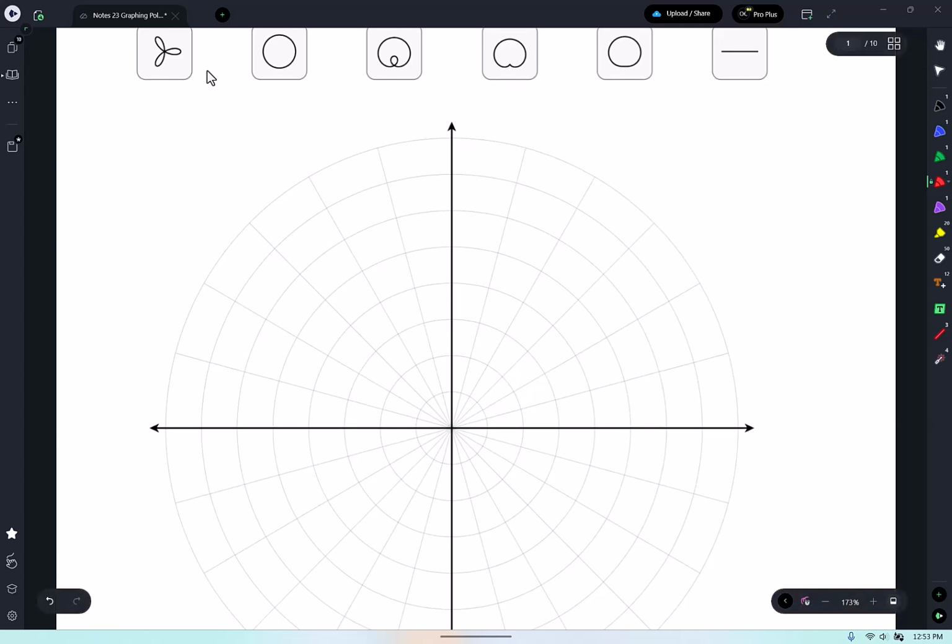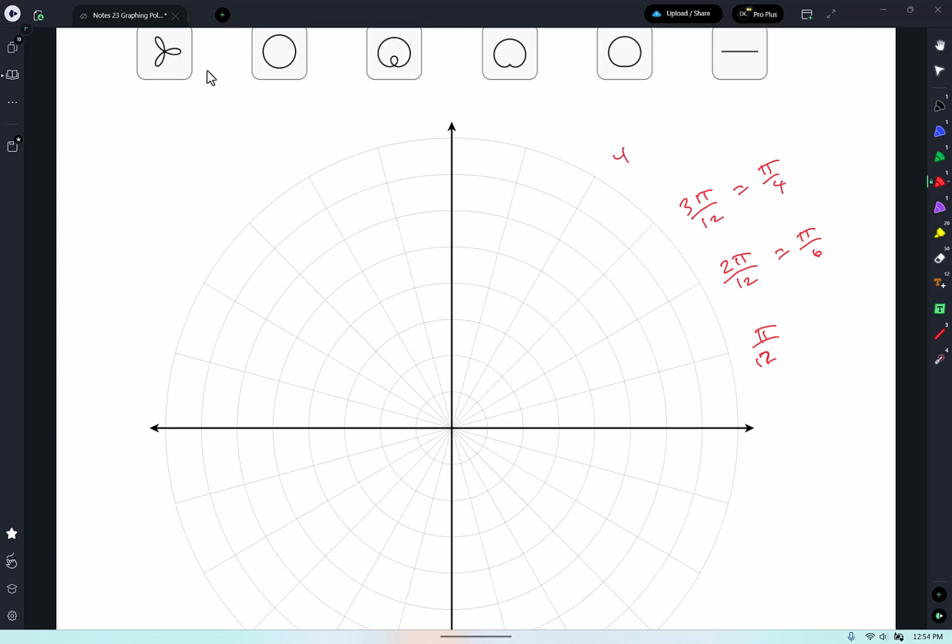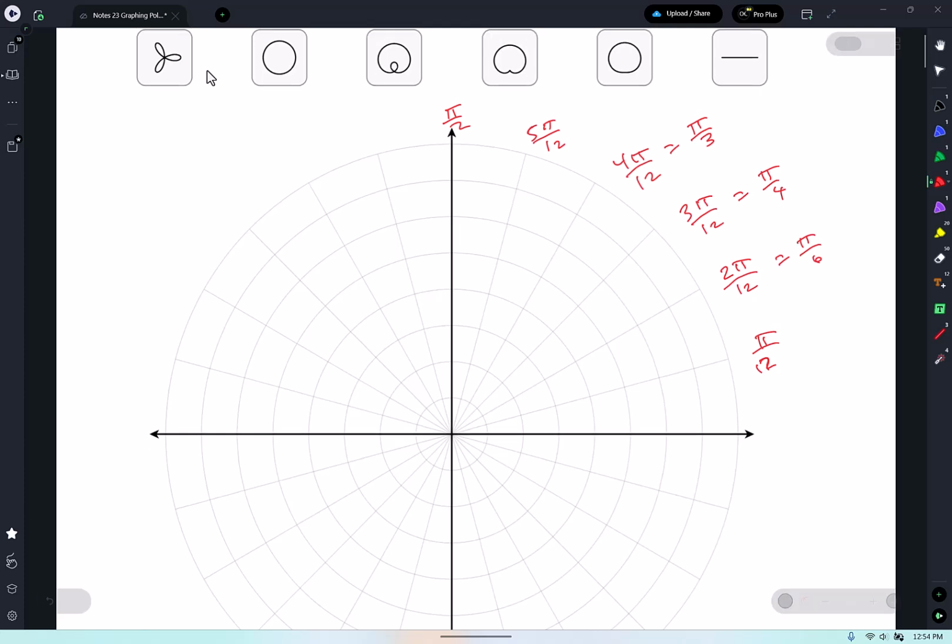This has more lines than the other ones, guys. That's because this very first line is pi over 12. The second one is 2 pi over 12, which is actually pi over 6. This one is 3 pi over 12, which is pi over 4. This one is 4 pi over 12, which is pi over 3. This one down here is 5 pi over 12. And this one, of course, is pi over 2. Haven't done anything crazy, right? Nothing crazy?